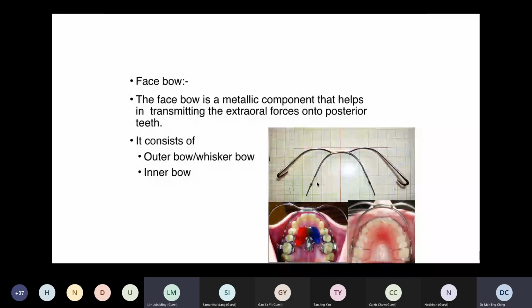So this face bow will connect to this molar band, which is the buccal tube. This face bow has the outer bow, which is the whisker bow, and then the inner bow. So this inner bow will connect to the molar bands, and this outer bow will connect to the neck strap or the head cap with the rubber band.